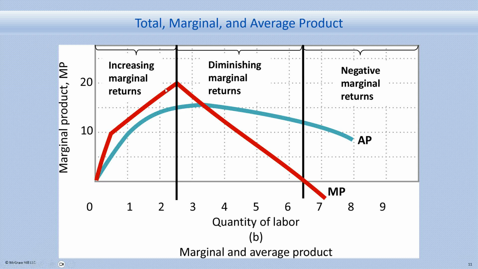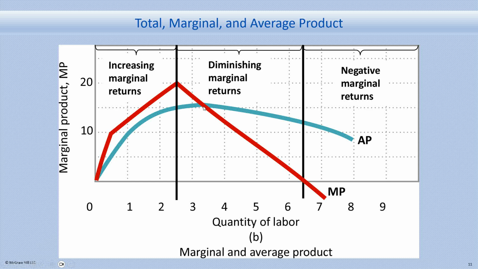Now, as we add workers from 0, 1, 2, and so forth, notice that when the marginal is above the average, it's pulling the average up. When the marginal is below the average, it's pulling the average down. So remember what the marginal is? It's the slope of the little segment, the little secant line, if you will, between adjacent values of L. When that value is greater than the average, it's pulling the average up. When it's less than the average, it's pulling the average down.